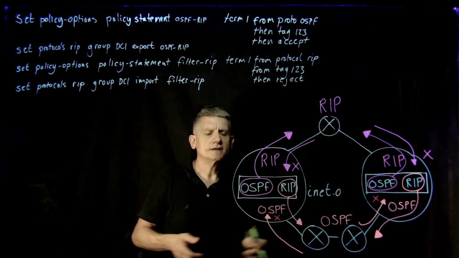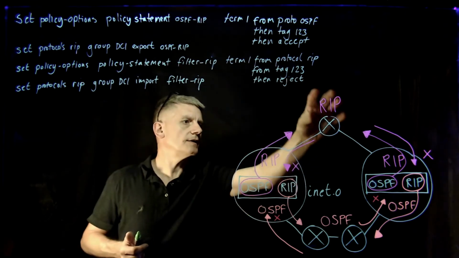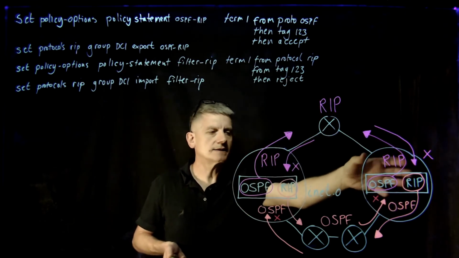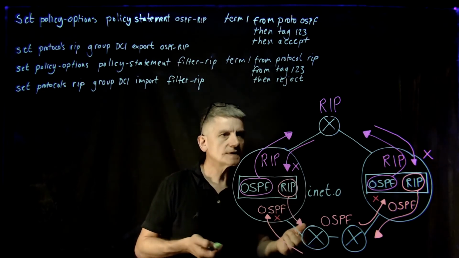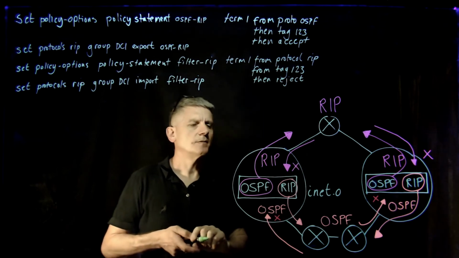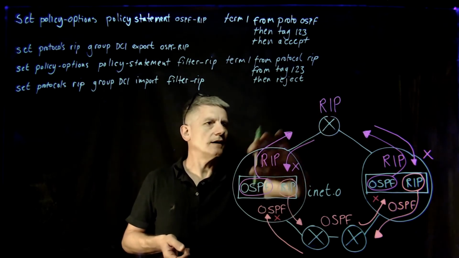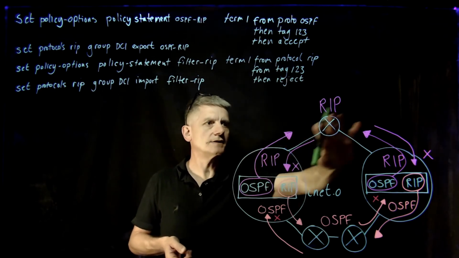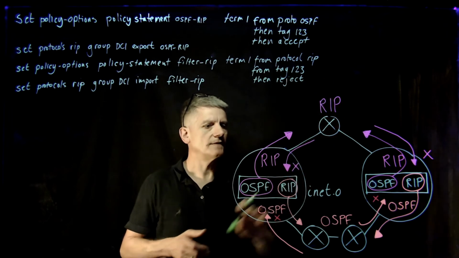So why are we doing this? Why are we taking routes out of the INET 0 into RIP only to prevent them from coming back into the second ASBR in a meaningful way? And of course the answer is the RIP up the top here. There are other routers here that will benefit from these routes that are coming from the first router into the RIP. And that could be a large cloud, could be a single router, but it will benefit from them.